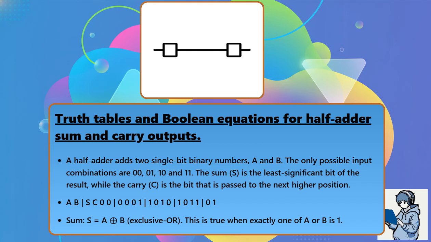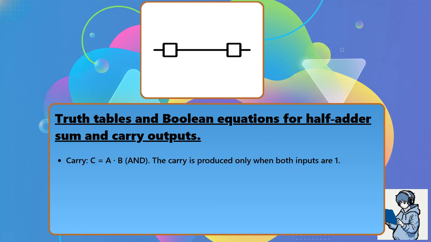Sum S equals A exclusive OR B. This is true when exactly one of A or B is 1. Carry C equals A AND B, and the carry is produced only when both inputs are 1. These compact equations are the basis for every larger adder design.